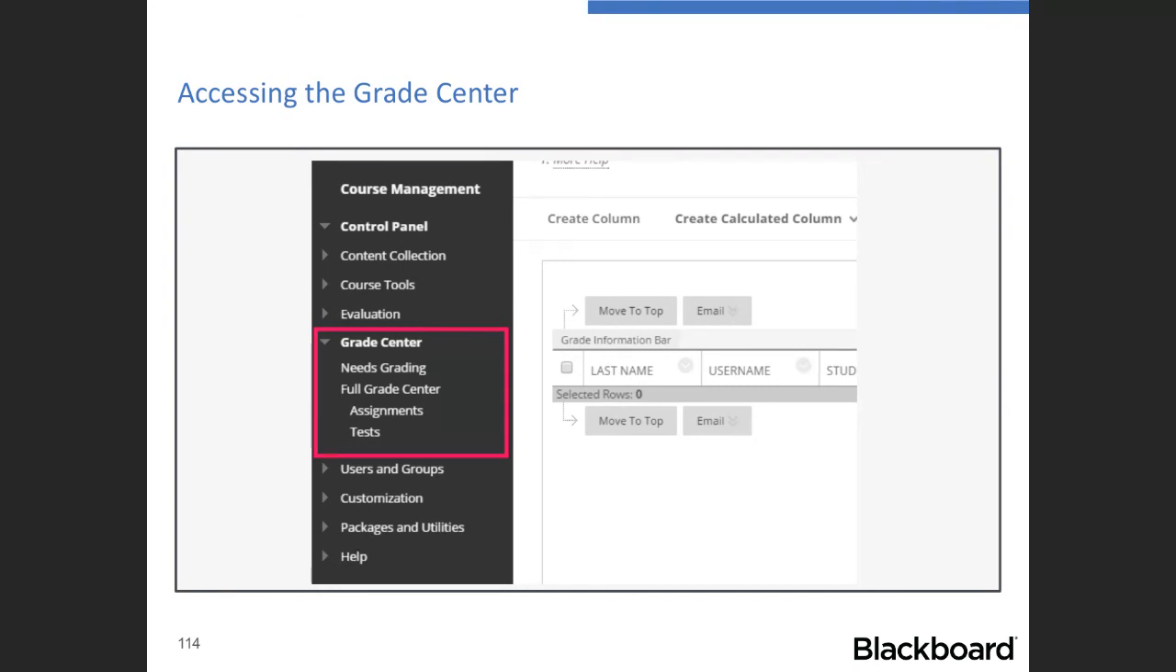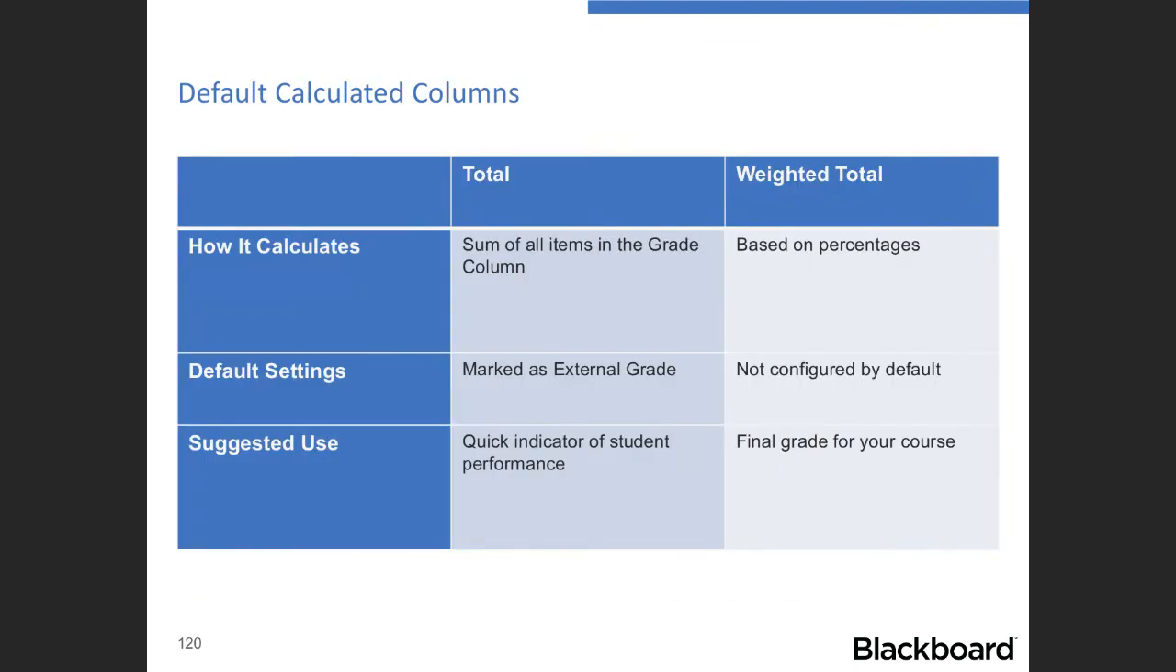We have the Full Grade Center. This is where you can access the full columns, the activities, and the users within the system. In the Grade Center, there are two predefined columns, the Total and the Weighted Total. Those are standard columns that come with the Grade Center or grade book.